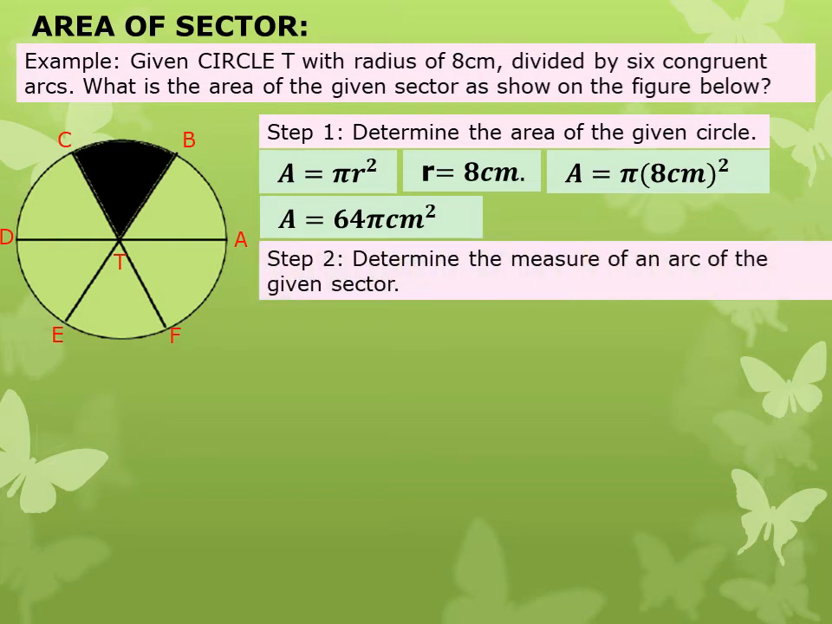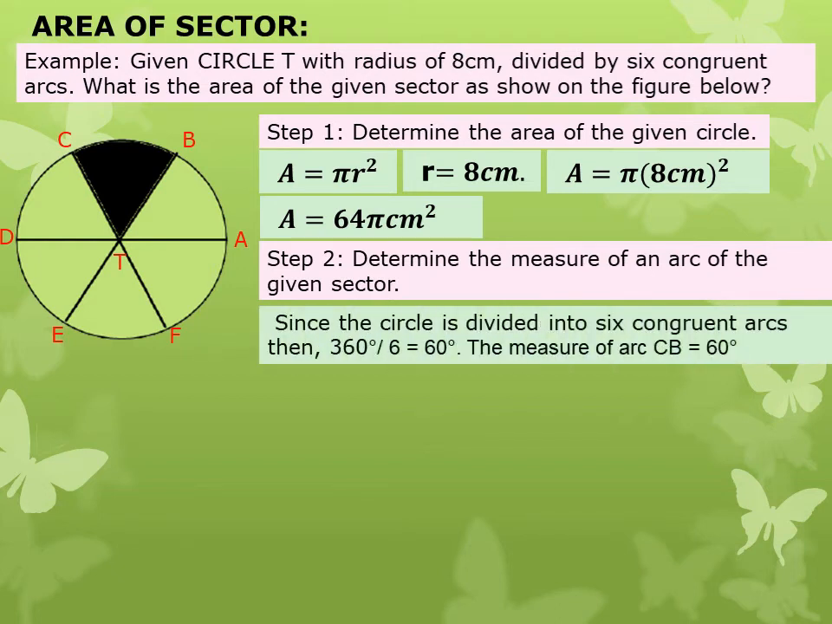Then we have step 2. Determine the measure of an arc of the given sector. Okay. Since the circle is divided into 6 congruent arcs, then we have 360 degrees divided by 6, so equals 60 degrees. So therefore, the measure of each arc is 60 degrees, and the measure of arc CB is 60 degrees.